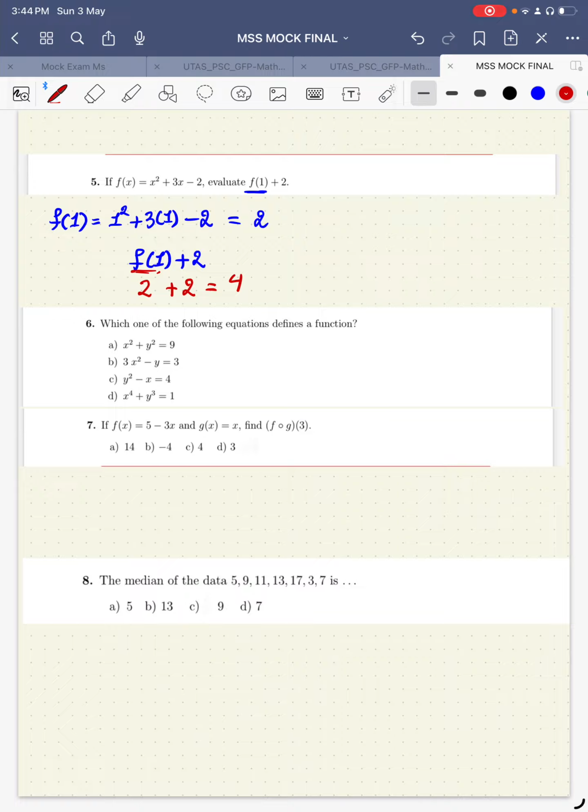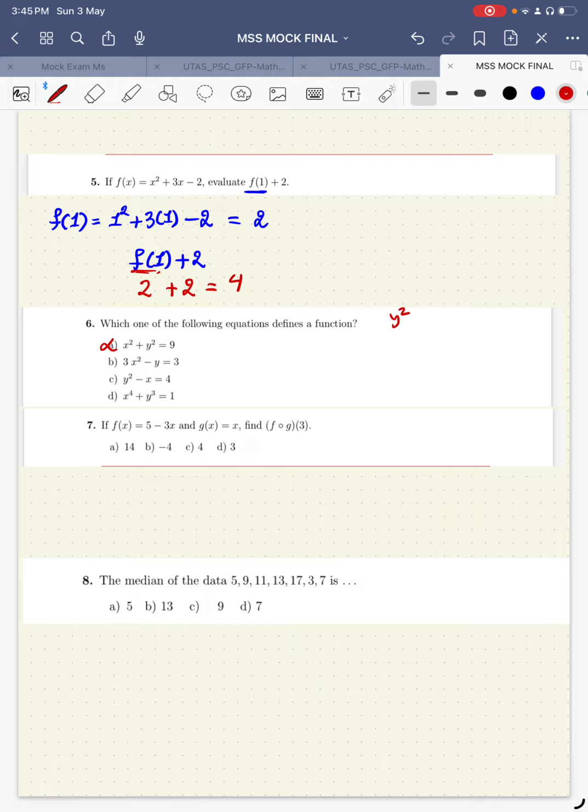Let's go now to question number 6. Which one of the following equations defines a function? Okay, so let's go over this one carefully. The first one is not a function because y is squared. Since y is squared, there are two values of y for some value of x.